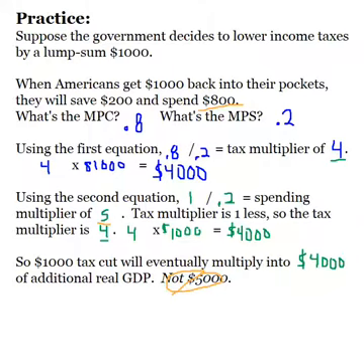So now we have 3 different ways to get the same answer, and all of them show us the tax or transfer multiplier.